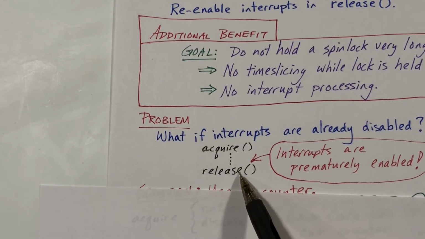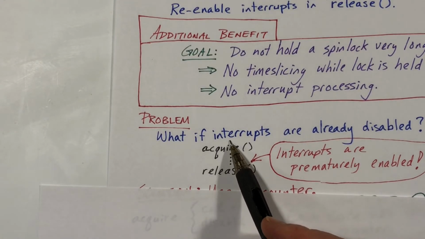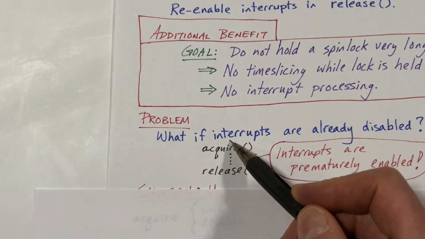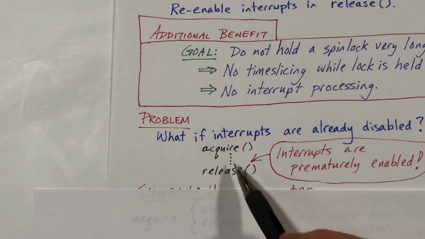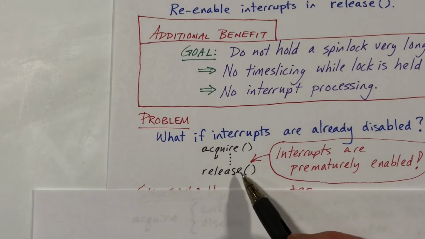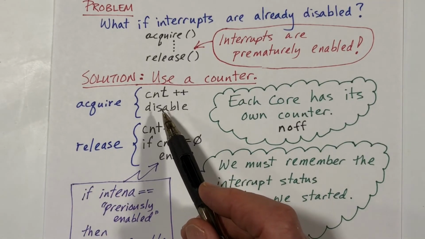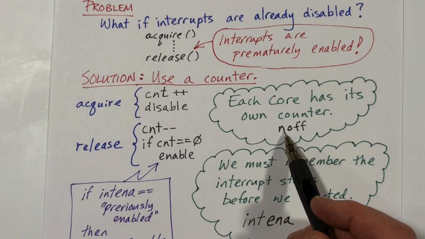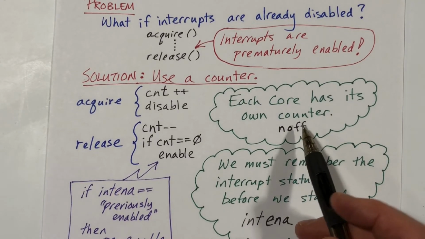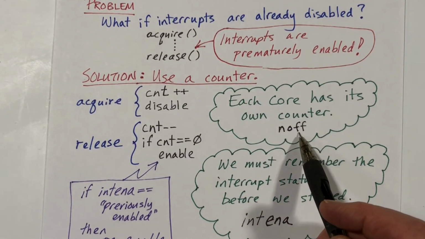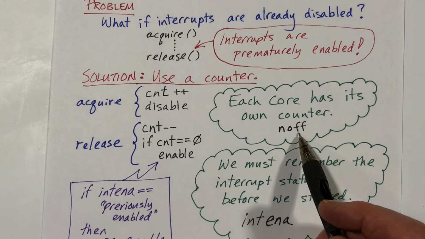So essentially we want this release to return the interrupt status to whatever it was before the acquire happened, and we want to accommodate nested calls. That is, we want to accommodate several acquire function calls followed by several release function calls. And our solution to this problem is simple. We're going to use a counter, and that counter happens to be called noff, and it's specific to a core. This variable will be held in the CPU structure. Each core has its own CPU structure, and each one will contain its own counter.